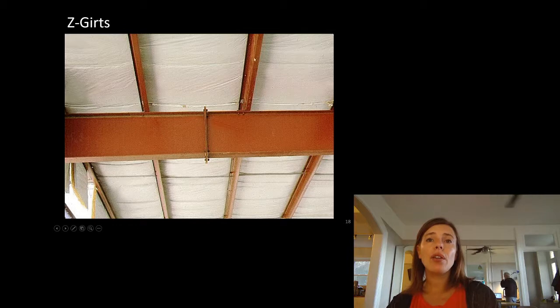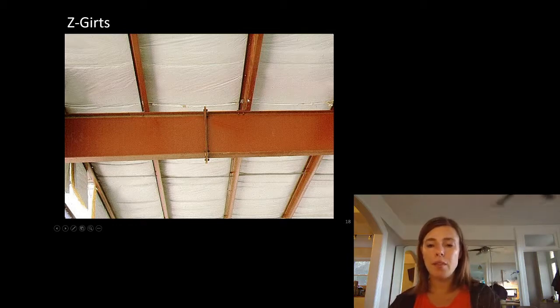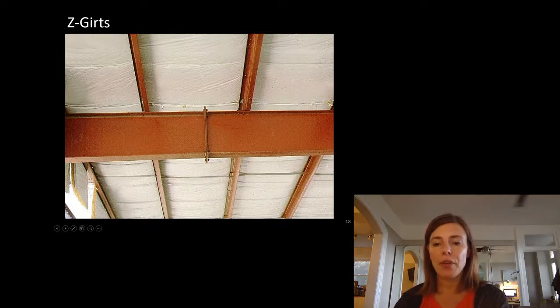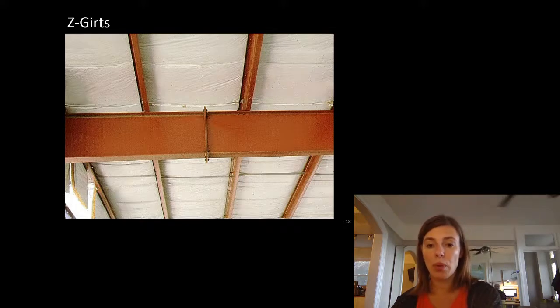Z-girts. Z-girts are usually designed by the supplier. Think of them as part of your cladding system. You often see them in arenas where they would be picking up some lightweight finishing. They're usually much closer together than joists or purlins or open web steel joists would be.